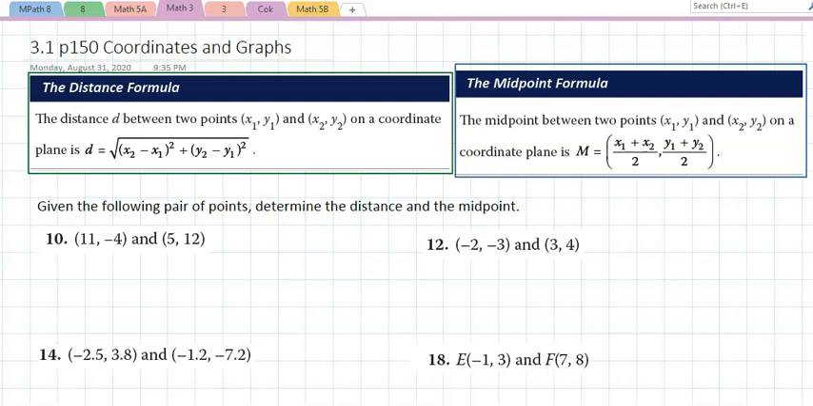Section 3.1 is on page 150, talks about coordinates and graphs. We talk about two main things. To start with, the distance formula and the midpoint.